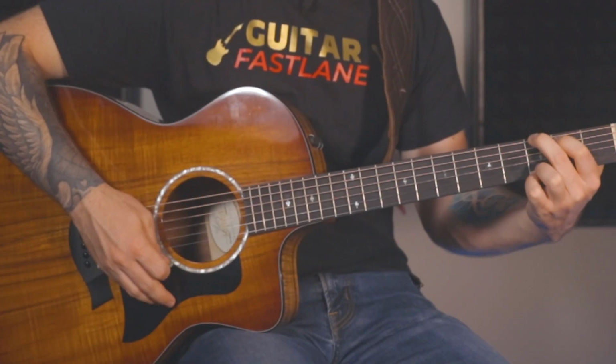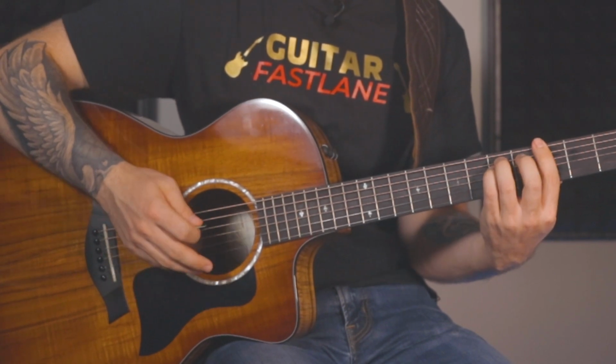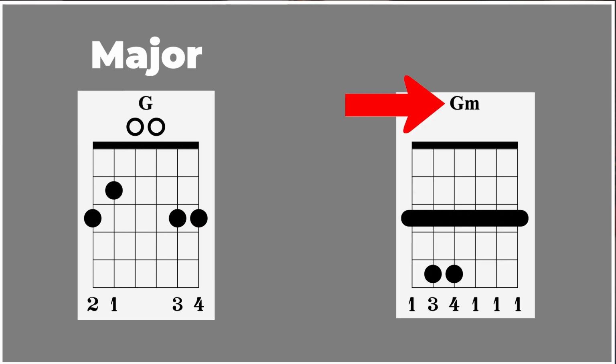One last thing I want to talk about is the difference between major and minor chords. Major chords are happy sounding chords. Minor chords sound kind of sad. If I see the capital letter G on its own, then I know it's a G major chord. If I see the capital letter G with a small m beside it, then I know it's a G minor chord.